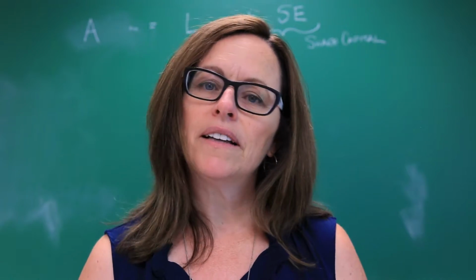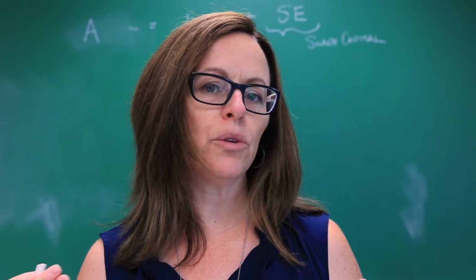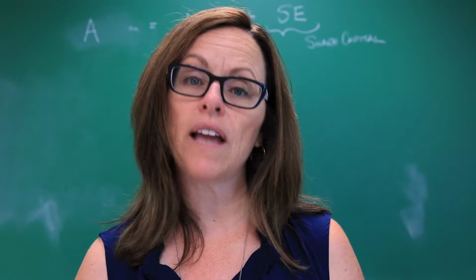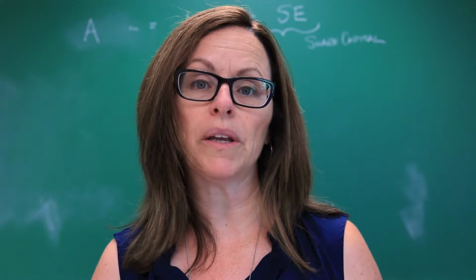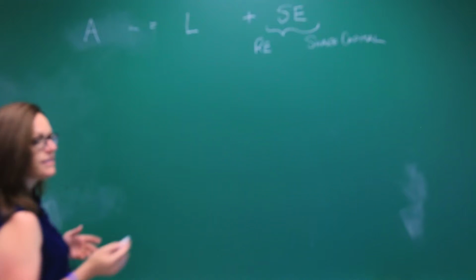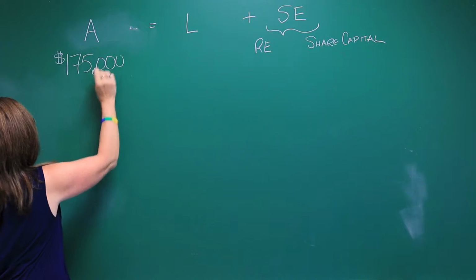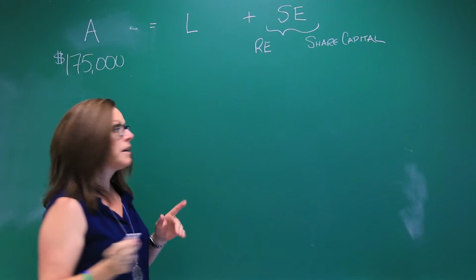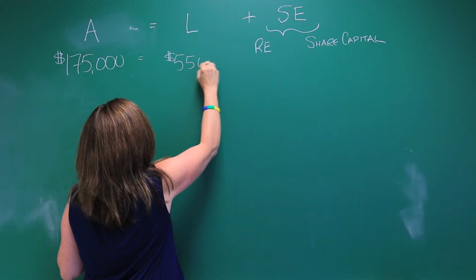So keeping in mind the bookseller and the cafe that we looked at earlier, I want to look at a few examples and then actually work through some transactions using that accounting equation and making sure that we keep it in balance. So let's start with our first example. Let's say that our cafe has $175,000 worth of assets, and our liabilities are $55,000.